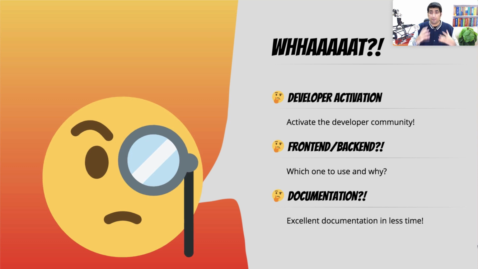For example, what I built was called a developer activation, where you build something for developers and try to activate that community to use your product or your API. I had to make a lot of decisions on front end, back end, what kind of back end and what kind of front end I was going to use, and especially how I'm going to build the documentation.